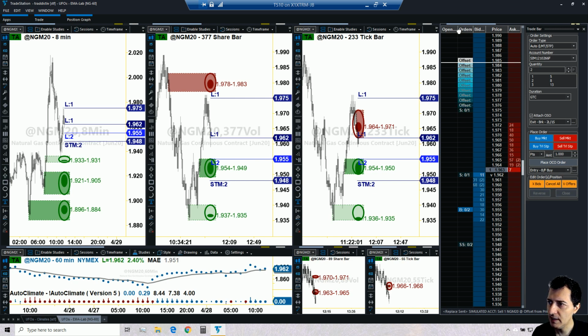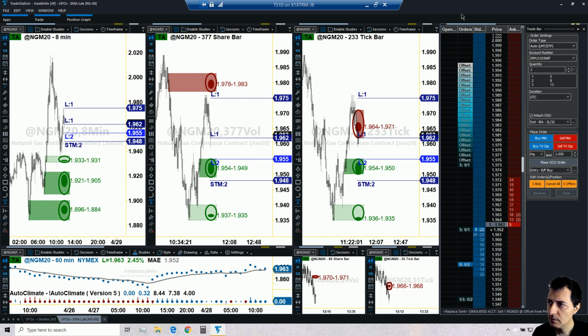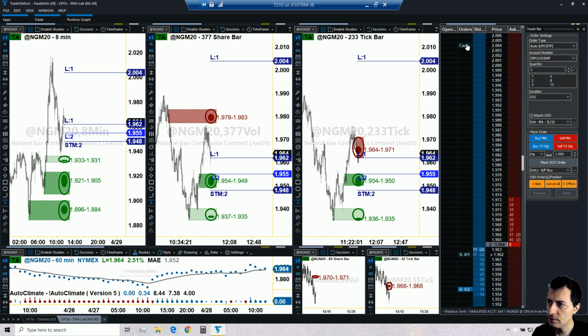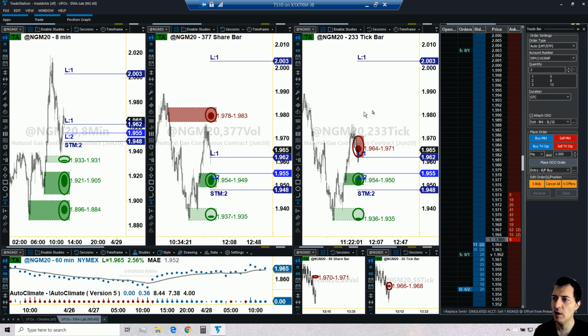So we have a little bit of dragging to be done. Right there, one more tick. Here we go. 2.003. I think I just placed it at 0.4, so I need to bring it down to 0.3. Here we go. So here's the trade.